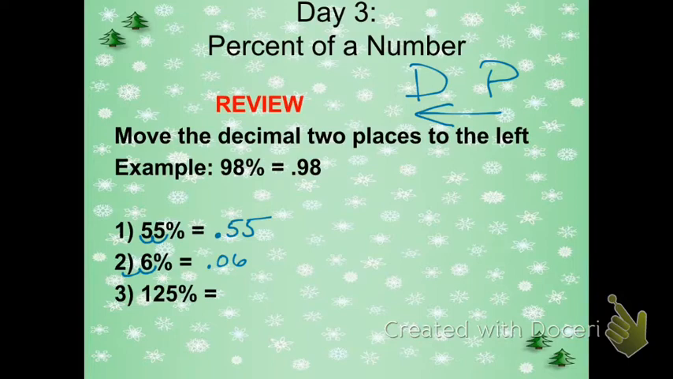And then finally, how about 125%? What is that as a decimal? You can say it. 1.25. Very good, 1.25. Okay, so just remember, always move it two places to the left when we're changing from a percent to a decimal. Okay? All right, now, that's going to be important to what we're about to talk about.